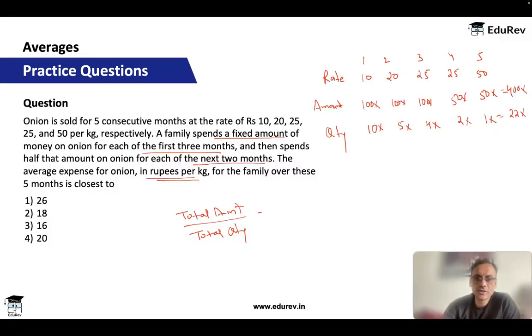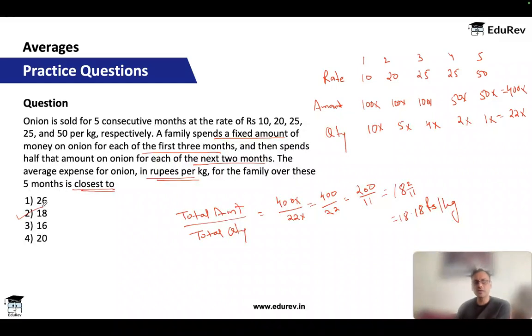So this is 400x upon 22x, which is 400 by 22, which is 200 by 11, which is 18 and 2 by 11. Okay, so this will be 18.18 rupees per kg. The question says the answer is closest to which value? Of course, the answer is closest to 18, hence 18 becomes my answer for this question.